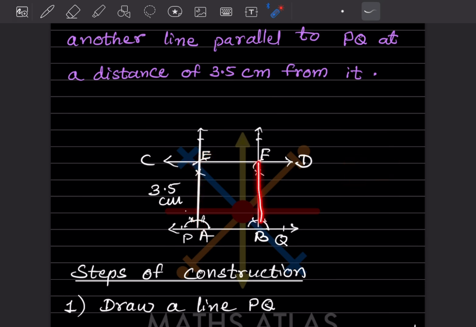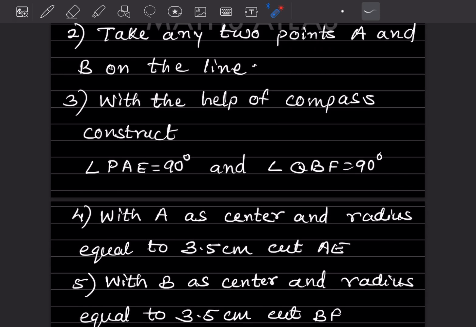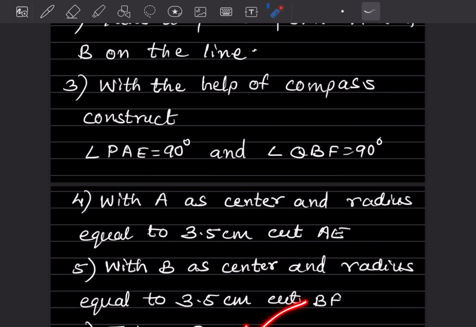Same you will do for here. You will take the same distance, 3.5, and cut this one. Now you can see this is the point of intersection. Same here, this is the point of intersection. You will join this line, and this will be the parallel line, that is CD. You can see here the steps of construction given. Whatever I have explained is here.